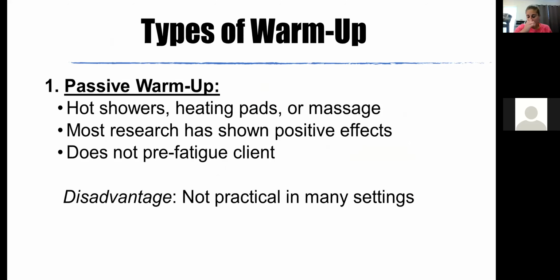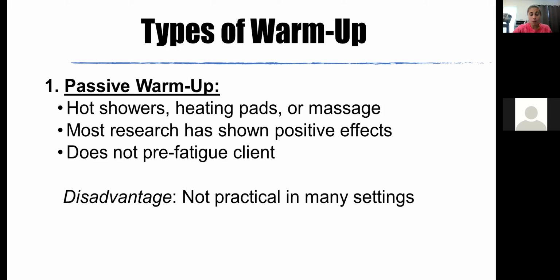Not as common. You might not have heard of this one before and maybe not seen many people do it. If you've done it yourself, let me know. But the idea of a passive warm-up is you just chill and you can take a hot shower. You put a heating pad on your muscles or get a massage. You don't have to do anything, right? You just lie there and get a massage, for example.